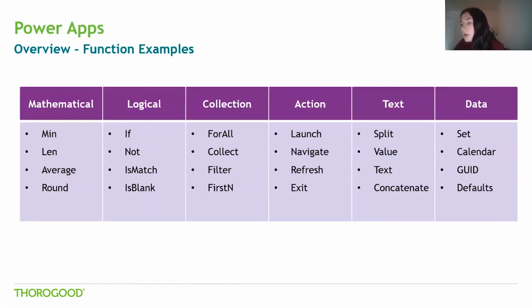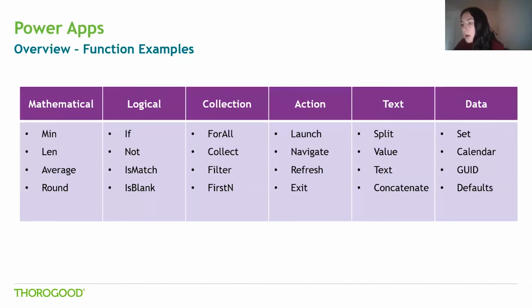Examples are classified under different category types such as mathematical, logical, collections, actions, text, and data. Under mathematical, you may recognize these as similar if not identical to the ones you may utilize in Excel, such as calculating averages and obtaining the min and max of values. Logical and collection type formulas include those you might utilize in SQL or other similar programming languages to specify certain conditions with functions, such as if, not, for all, and filter. Action functions are frequently utilized to allow users to navigate from screen to screen within the app and refresh pages.